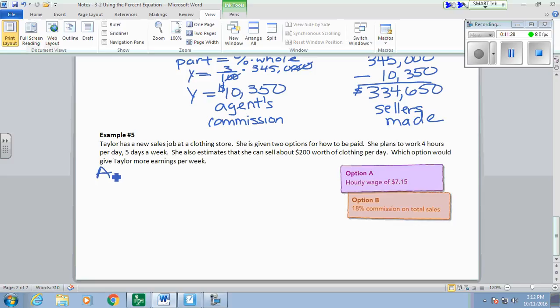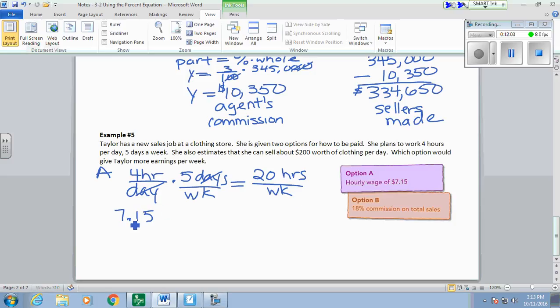So first of all, we need to figure out how much she is actually going to be making for the week. So if she works for 4 hours a day times 5 days a week, aren't we going to cross cancel the days and be left with that she's going to work 20 hours per week? If she works 20 hours per week and gets paid $7.15 for each of those hours, I'm now going to multiply my $7.15 times her 20 hours to get $143 that she will make for the week.